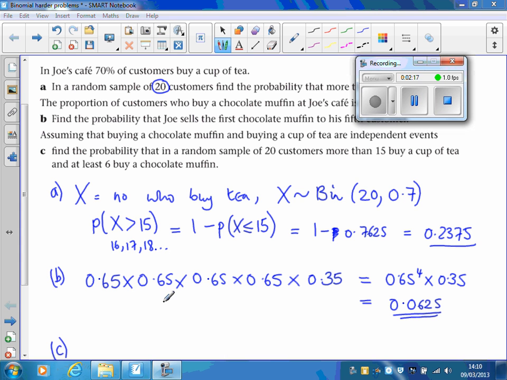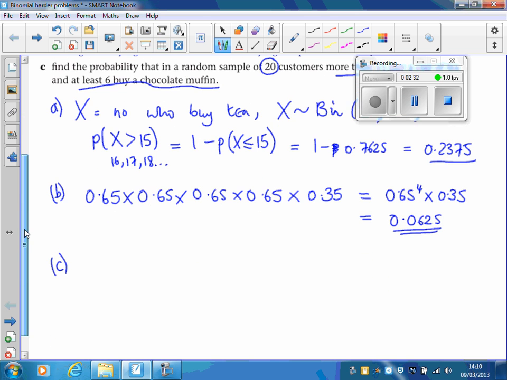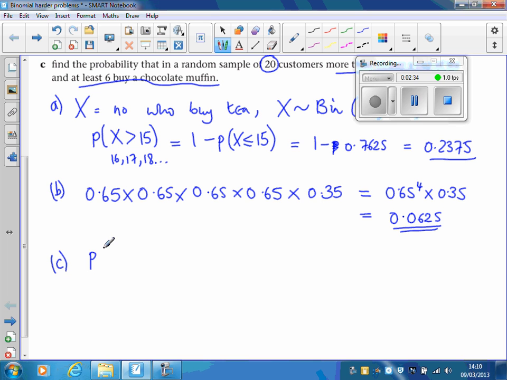Okay, this is where it now starts to get a little bit harder. The question says, if you've got 20 customers, what's the probability that more than 15 buy a cup of tea and at least 6 buy a chocolate muffin? Well, we already know the probability out of 20 customers that more than 15 buy a cup of tea. We've just done that in part A. So the probability that X is bigger than 15, we already know, is 0.2375. We now, let's say Y is equal to the number who buy a chocolate muffin.